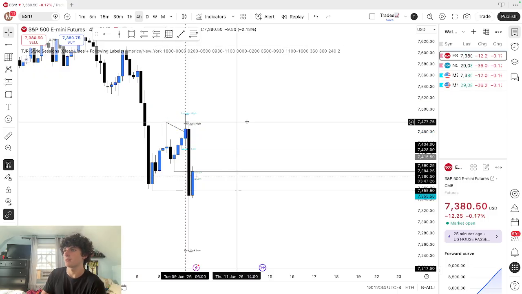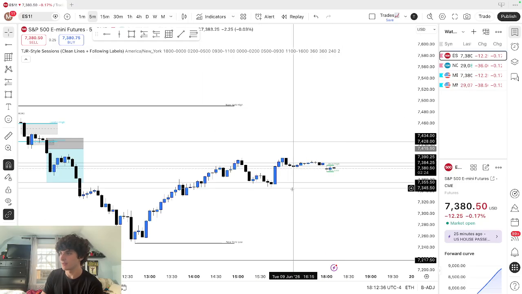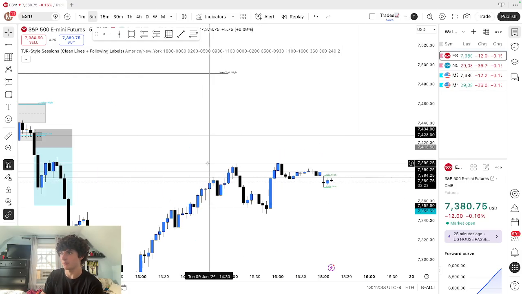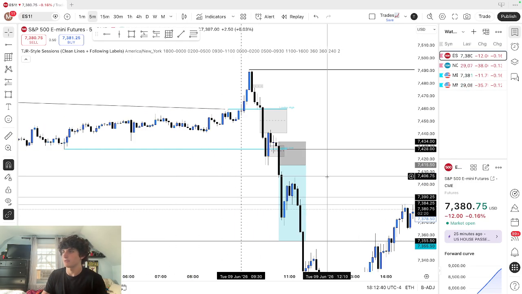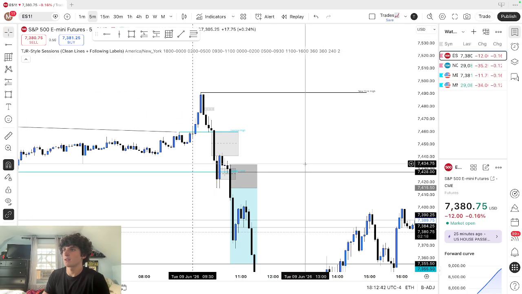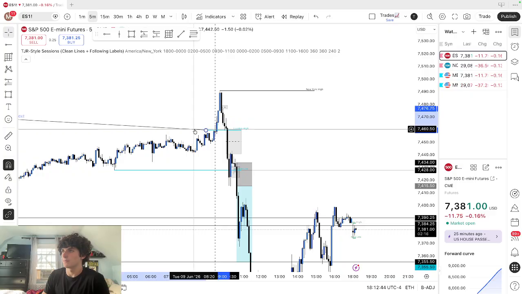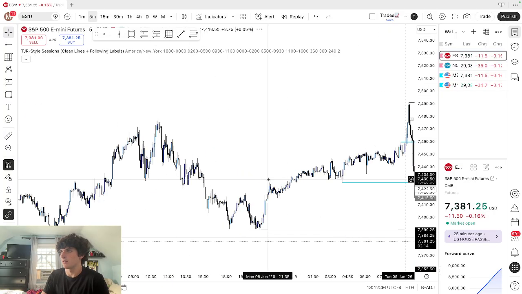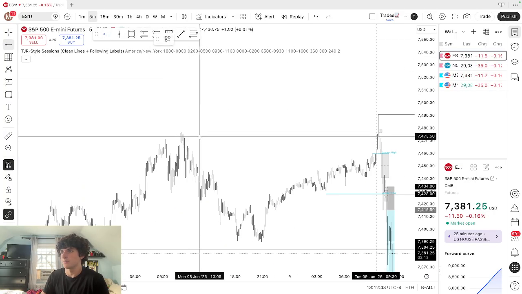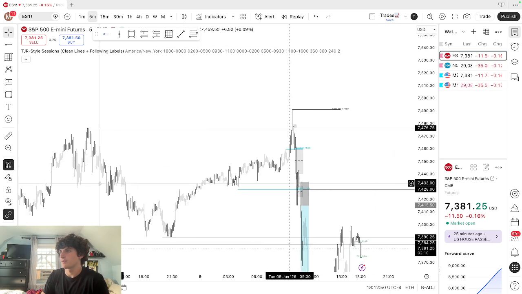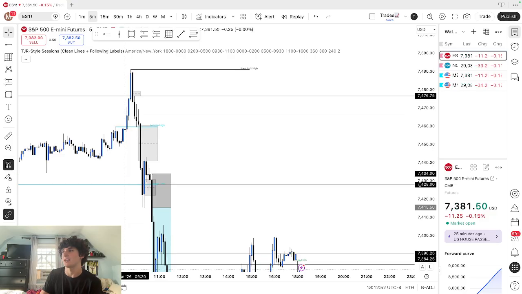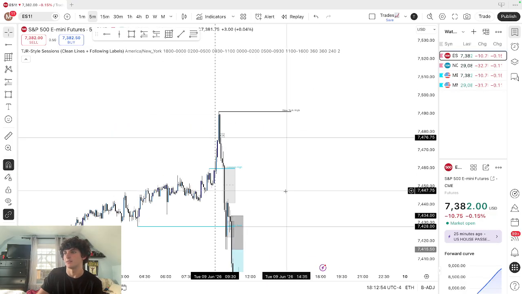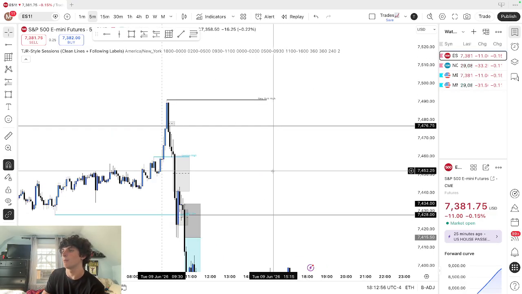So then, what am I expecting from there? If I see signs of respect from this gap, then I'm looking for shorts, and we did. And also, we took out this draw on liquidity. That was an SMT with Nasdaq, but price took it out when market opened.